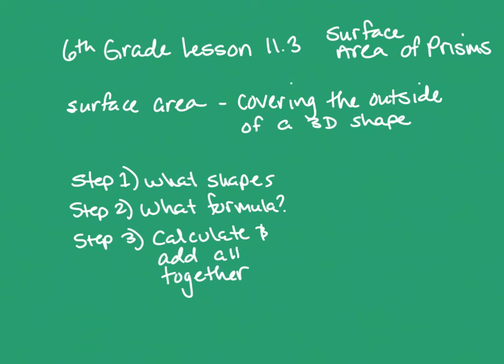6th grade lesson 11.3 is surface area of prisms. And the surface area, remember, is if I were to cover the outside of a three-dimensional shape. And we had talked about in the previous lesson what are some steps you can use to find the surface area of a prism. Step 1, what shapes are there? Identify what shapes you're looking at. Step 2, what's the formula for the area of those particular shapes? And step 3, calculate that and add everything together.